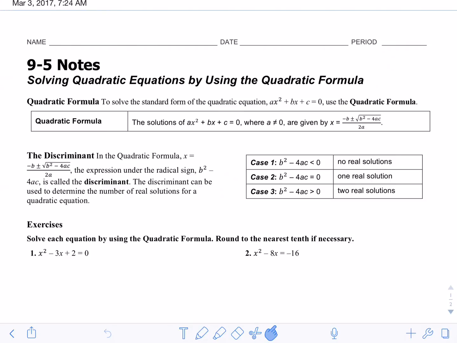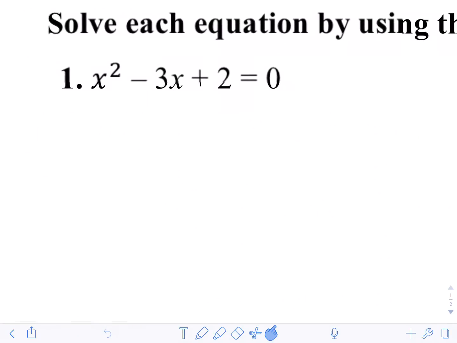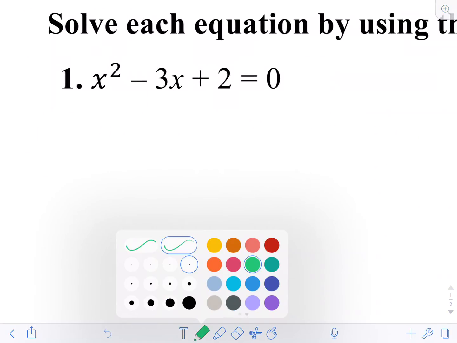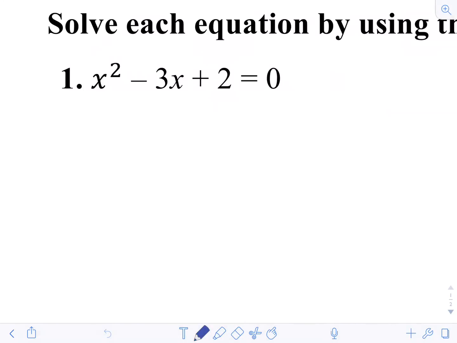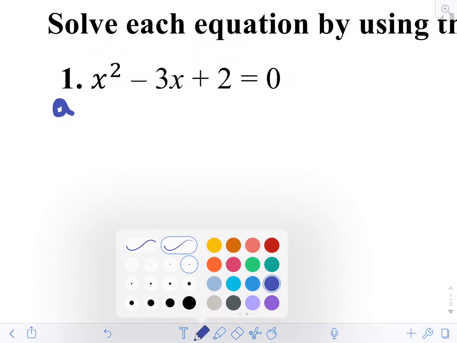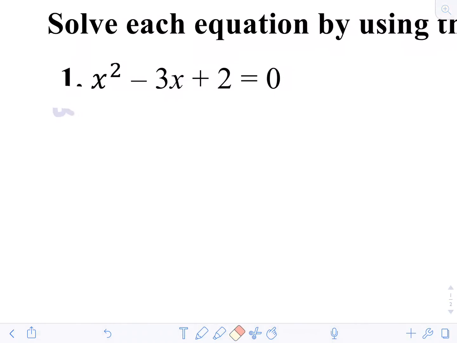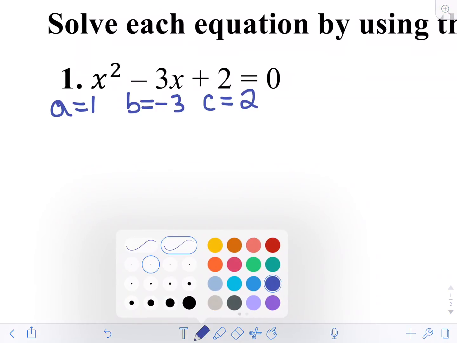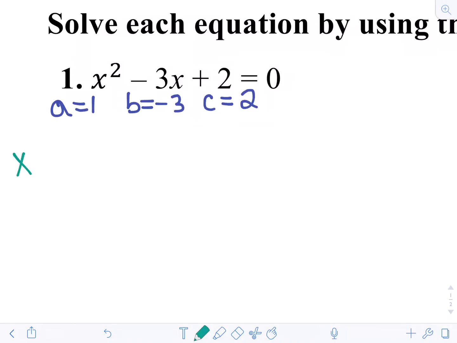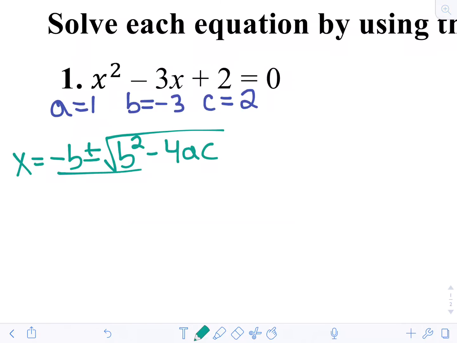So here we go. The first one I'm going to do is number 1. Okay, so the first thing you want to do on here is you want to label what A, B, and C are. So A is equal to 1, B is equal to -3, C is equal to 2. Alright, the quadratic formula, I had to remember it by the song that I was taught way back when. The song I was taught was x is equal to -b plus or minus the square root of b squared minus 4ac all over 2a.